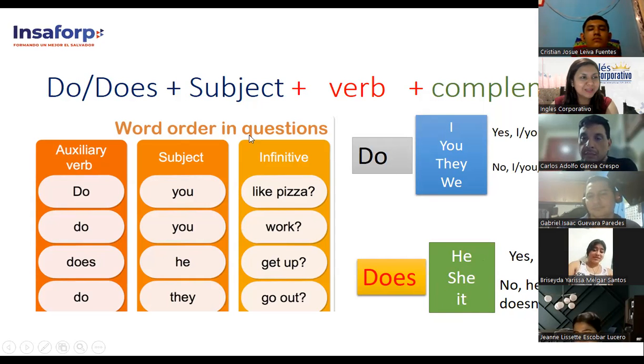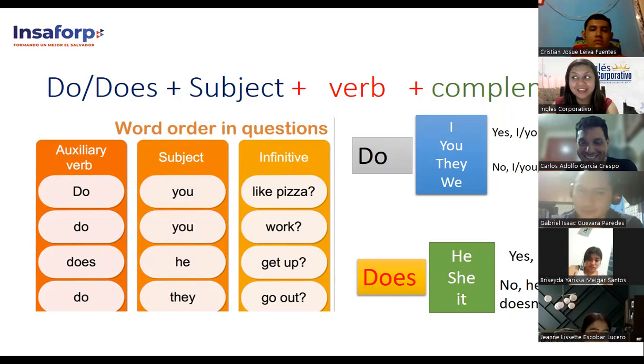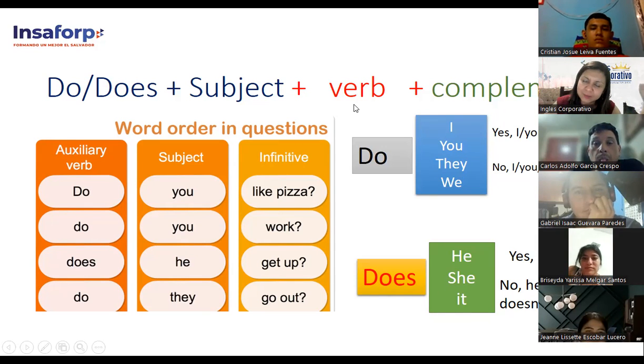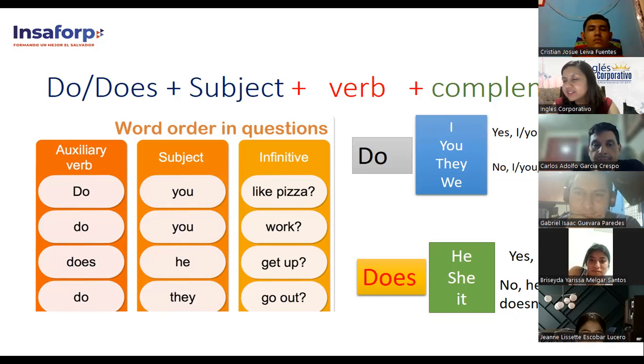Are you ready to practice? Are you ready? Remember, these are other verbs, except the verb to be. The verb to be is special. It's very special, but this is for all other verbs: dance, study, work, drink, eat, sleep, have, go, etc.